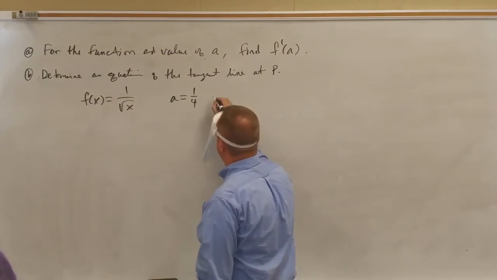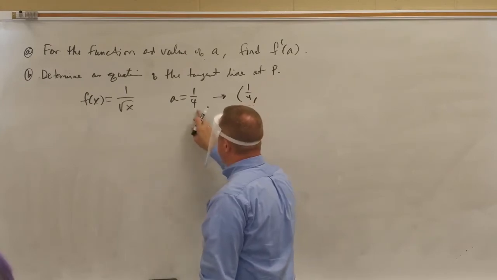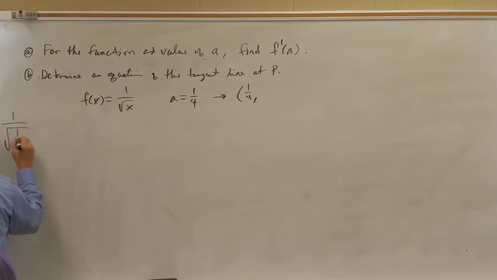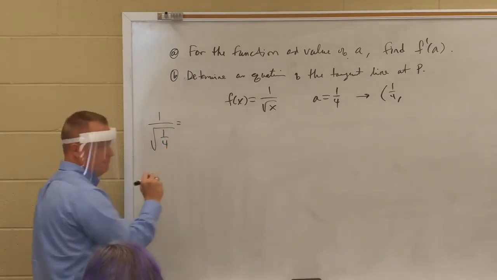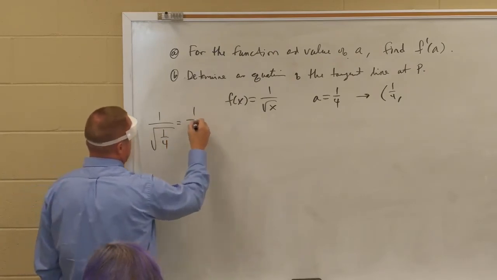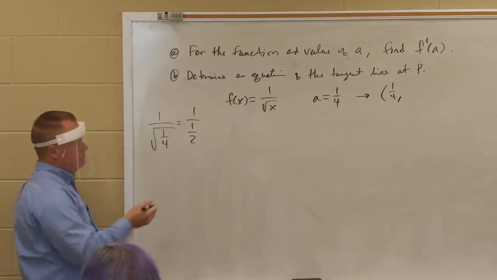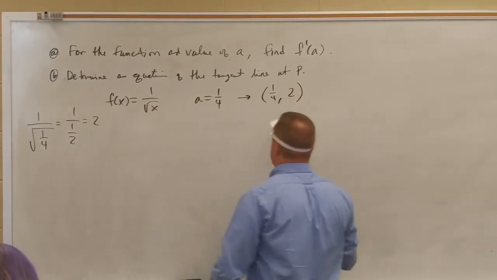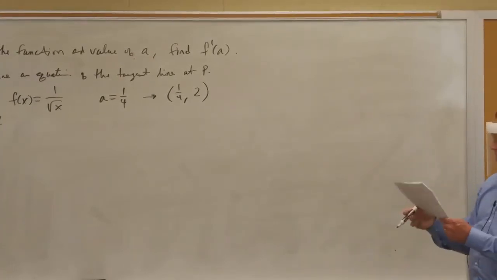Now, if a is 1/4, that means x is 1/4 at our point. If I plug 1/4 in here for x, I'll have 1 divided by the square root of a fourth. What is the square root of 1/4? 1/2, right? You just square root the top, square root the bottom. What is 1 divided by 1/2? 2. So 1 over root 1/4 is just 2. So the point I'm looking at there is (1/4, 2). Okay.